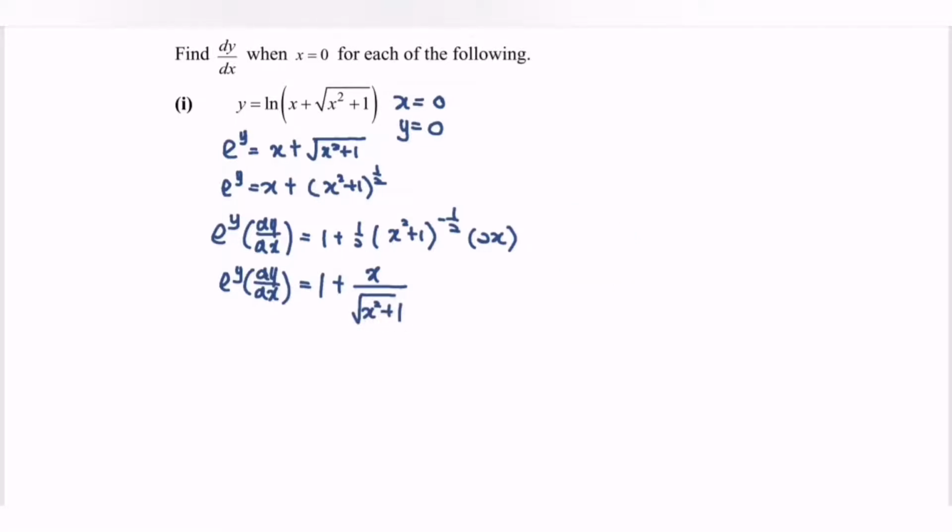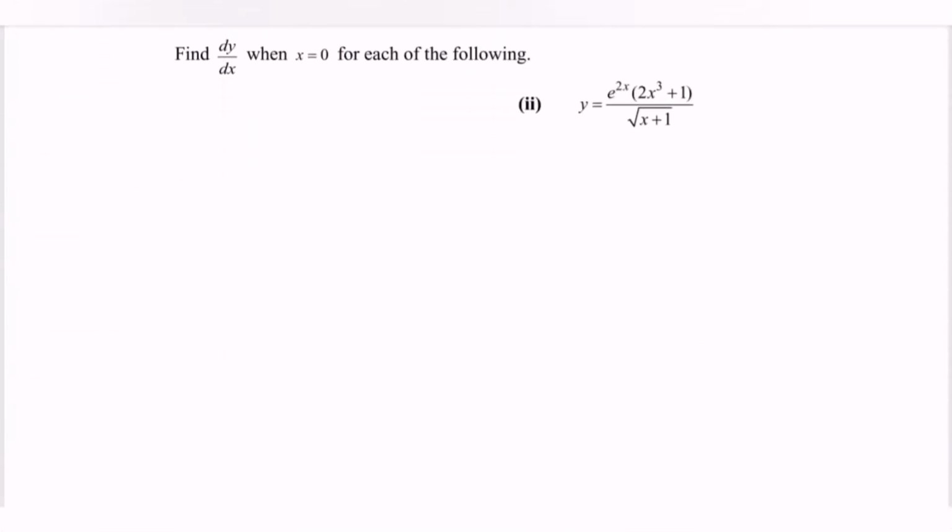So in order to find the first derivative, we have to substitute the values into y and x. If x equals 0, y also equals 0. So e to the power of 0 (dy/dx) equals 1 plus 0 over 1. e to the power of 0 is 1, meaning that dy/dx equals 1.